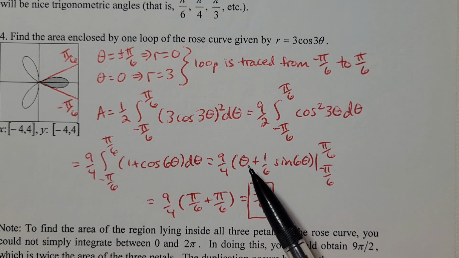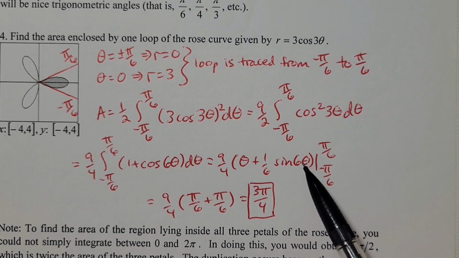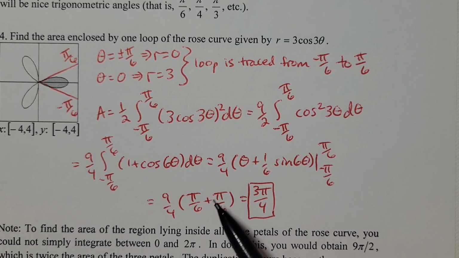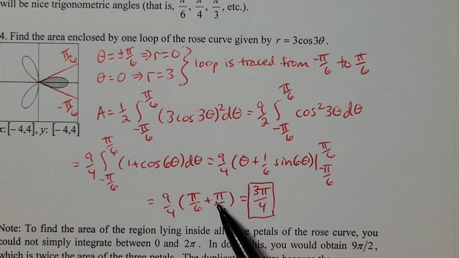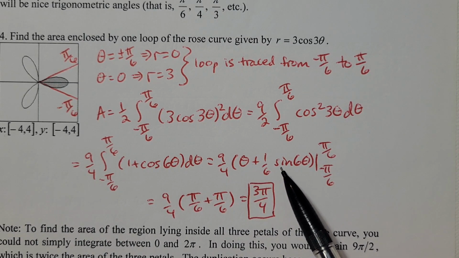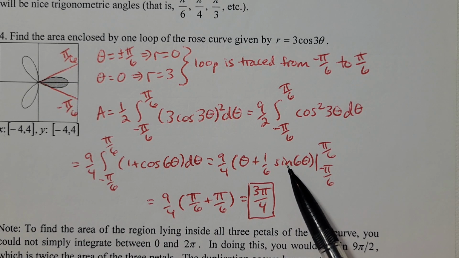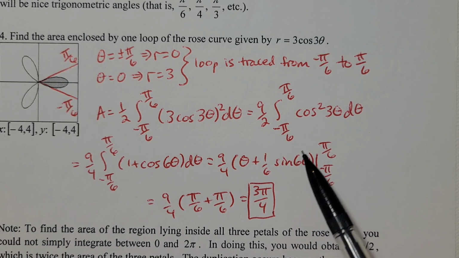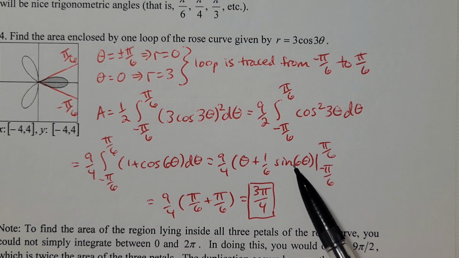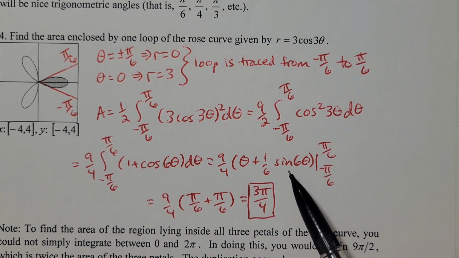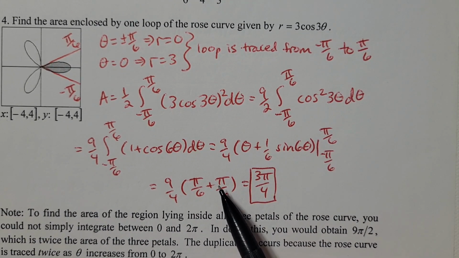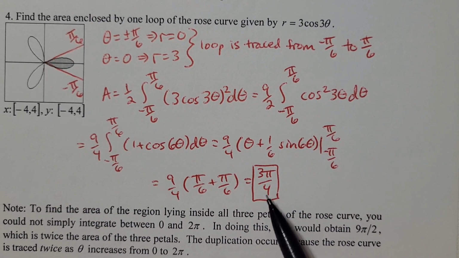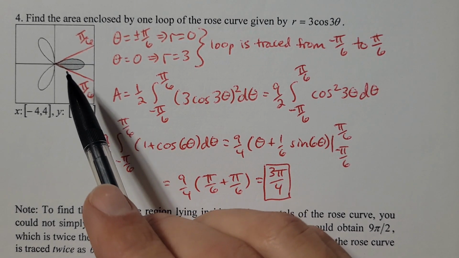So when I plug in pi over 6, sine of 6 times pi over 6, that'd be sine pi, that's 0. And then when I'm subtracting a negative pi over 6, that'd be plus pi over 6, plus 1/6 times sine of 6 times negative pi over 6, that'd be sine of negative pi, that's 0 also. Okay, so I got 9/4 times pi over 6 plus pi over 6, that gives me 3 pi divided by 4, which would be the answer to the shaded region there.